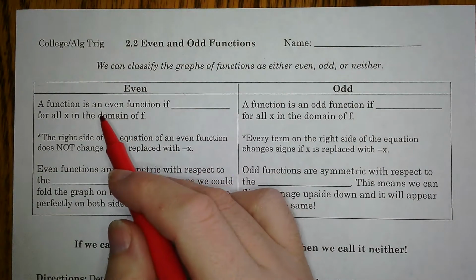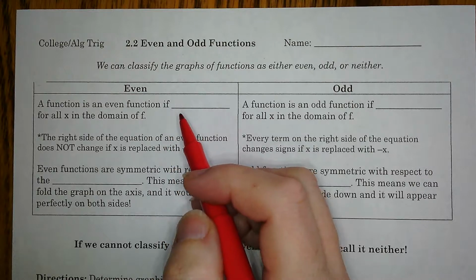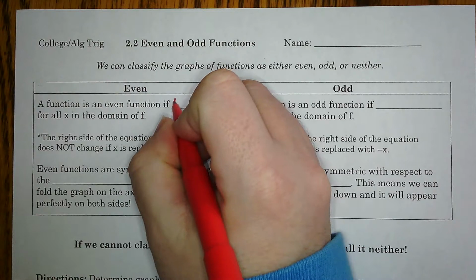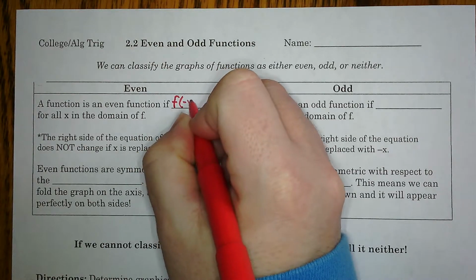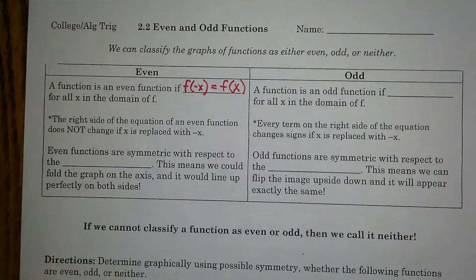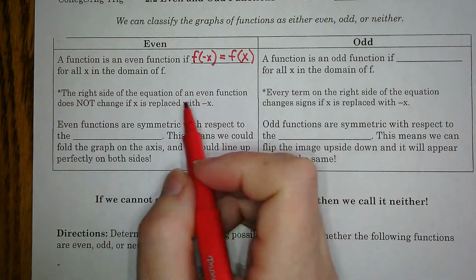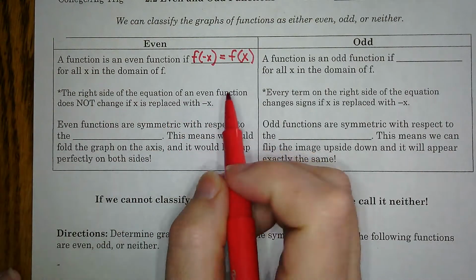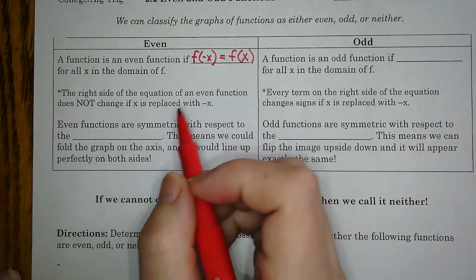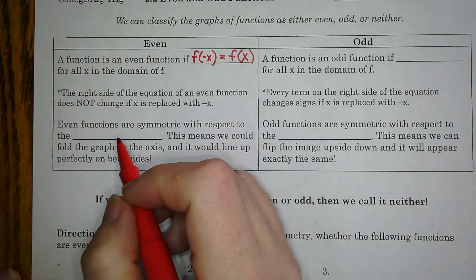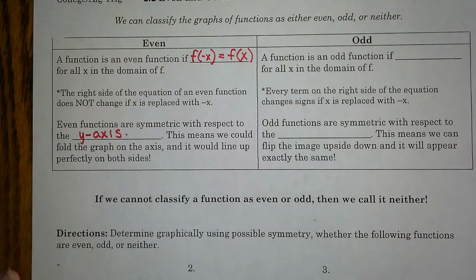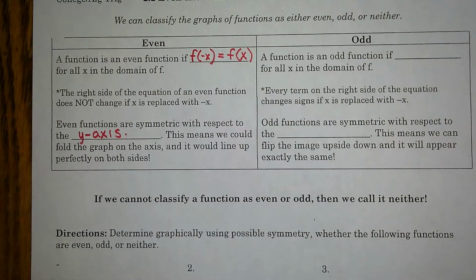I'm going to start here. A function is an even function if blank for all x in the domain of f. What that means is if I take f and I plug in a negative x, I'm going to get the original back. It's going to look like that. The right side equation of an even function does not change if x is replaced with negative x, which means that when I plug negative x in, I'm going to get my original back. And it says even functions are symmetric with respect to the y-axis. That means we can fold the graph on the y-axis and it would line up perfectly on both sides.